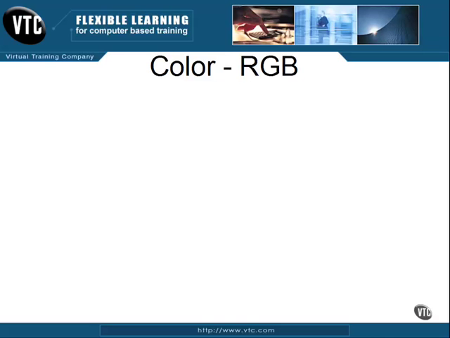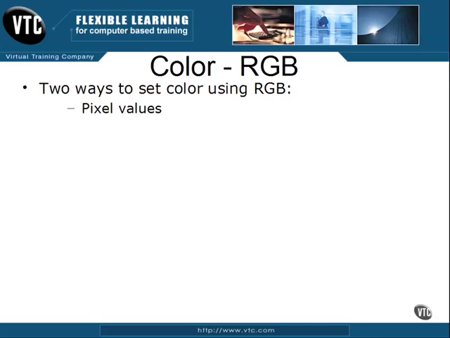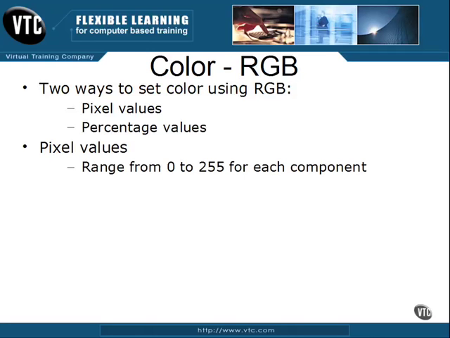In this movie, we will look at how to set colors using RGB values. Now essentially there are two ways for us to do this. We can either define the pixel value or the percentage value of the colors that we want to mix together. The way that we define the pixel value is that we use whole numbers ranging from 0 to 255 for each of the components of our colors, and that breaks down into red, green, and blue.